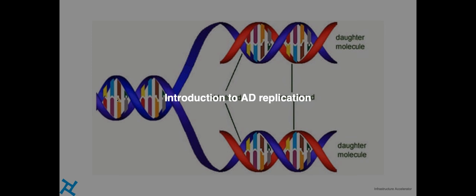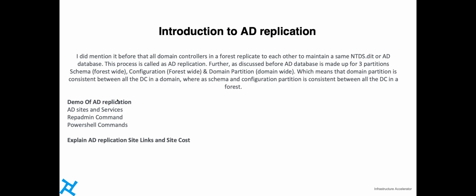Introduction to Active Directory replication. So I did mention before that all domain controllers in a forest replicate to each other to maintain the same ntds.dit database, or the Active Directory database. The process is called Active Directory replication. Further, as discussed before, the Active Directory database is made up of three partitions: schema partition, which is forest-wide; configuration partition, which is forest-wide; and domain partition, which is domain-wide. Which means that the domain partition is consistent between all the domain controllers in a domain, whereas the schema partition and configuration partition are consistent between all the DCs in a forest.